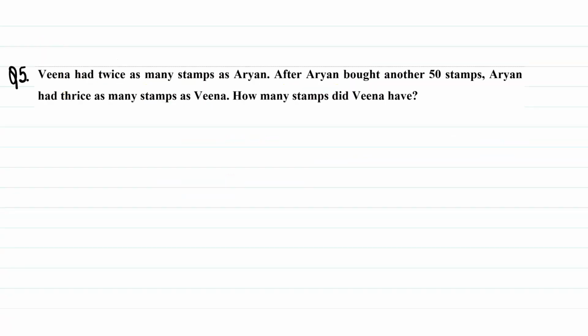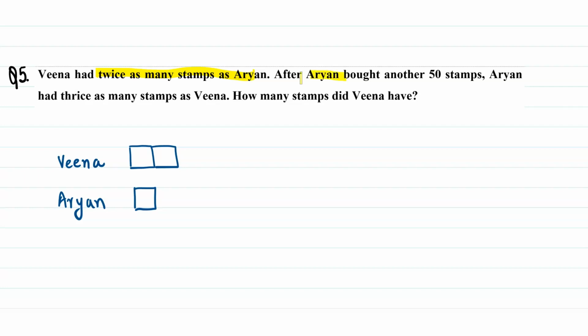Okay, let's read the next question. Veena had twice as many stamps as Aryan. There are 2 people. So in the beginning, what is the case? Veena and Aryan. Veena is having twice. So if Aryan is having 1 box, Veena is having 2 boxes. So what happens next?